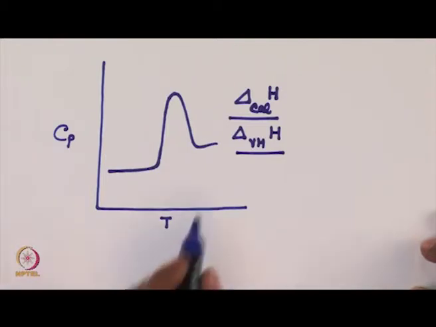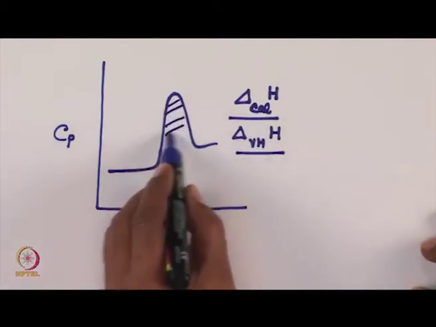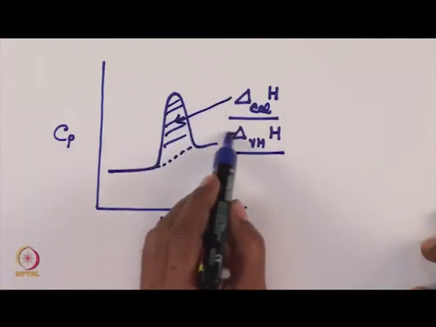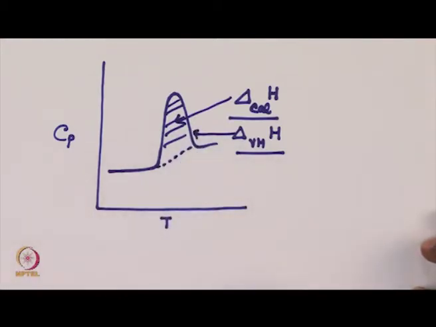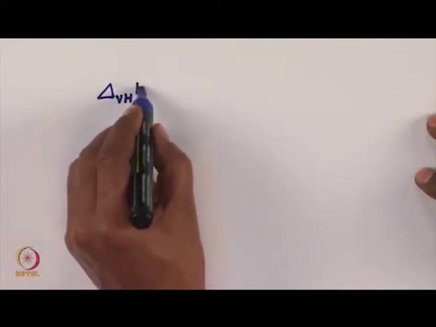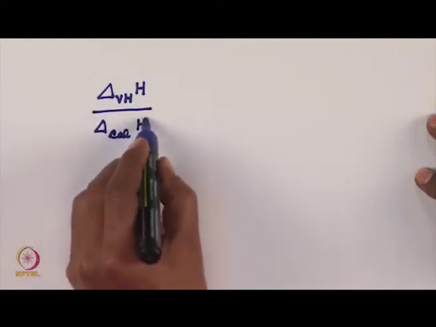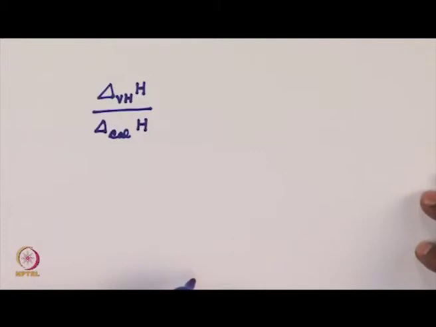Right. Delta H calorimetry comes from the area under the curve and delta H Van 't Hoff comes from the shape of the transition. Now, this ratio of Van 't Hoff enthalpy to calorimetric enthalpy gives information about the mechanism of the folding unfolding process.